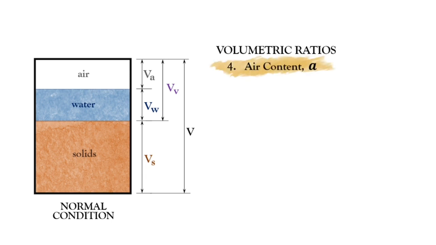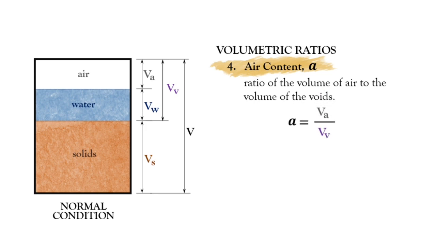Next, we have the air content. So, ang ating designation is A. This is the ratio of the volume of the air to the volume of the voids. Kanina, sa degree of saturation, yung kinukuha natin is the percentage of water within the voids. Ito namang air content is the percentage of the air within the voids. So, kumbaga, pag sinum up natin yung degree of saturation and yung air content, ang ibibigay niyan ay 100% volume of the voids. Okay? So, by expression, A is equals to VA all over VV.